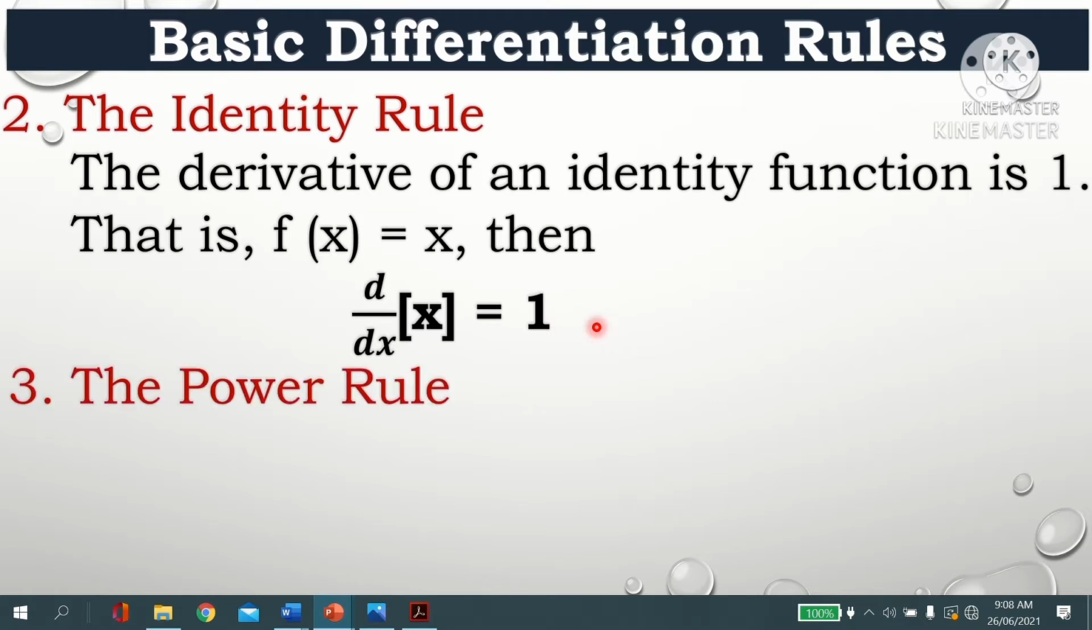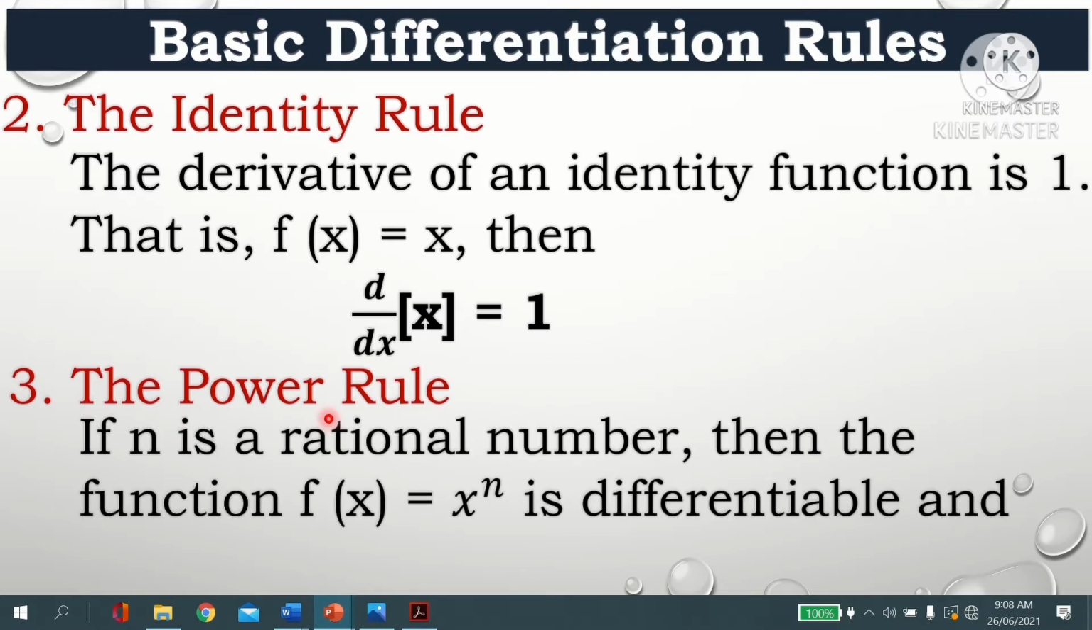Next, the power rule. So ano pag sinabi nating power po, it pertains to the exponent. Now, what if po yung variable contains an exponent that is greater than 1? So how are you to find its derivative? So ito po yun. If n is a rational number, then the function f of x equals x raised to n is differentiable, and it is denoted by this one. So the derivative of x raised to n with respect to x, that is equal to, ulitin ko po, yung n po dyan, yung exponent, and yan x po, it's the base.